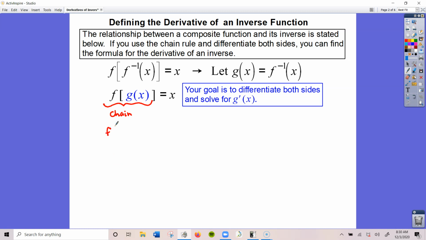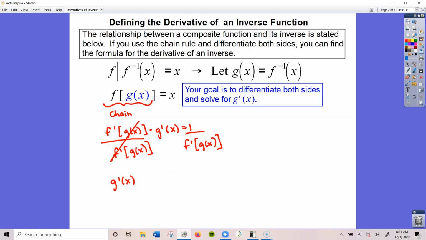So I would do f prime of g of x times g prime of x is equal to 1. And since I'm trying to solve for g prime, what I would do is divide by f prime of g of x. So g prime of x is equal to 1 over f prime of g of x. And that is how you find the derivative of an inverse function.